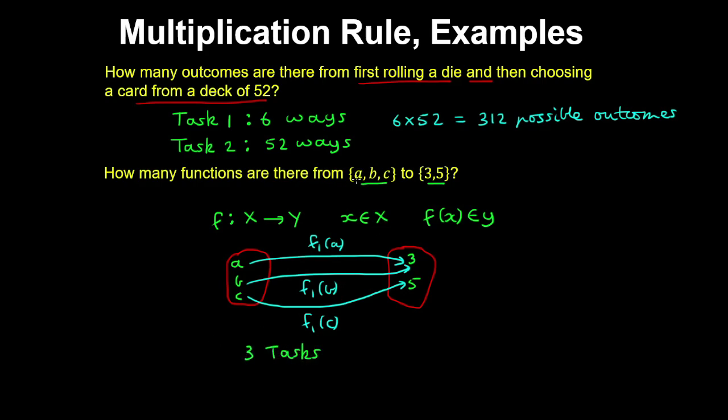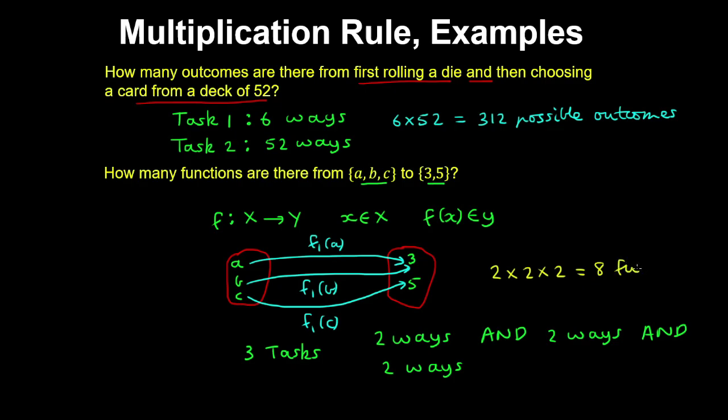So task 1 assigns a value to element A, which can be done in 2 distinct ways, as we can see. And then we have AND. Task 2 can assign a value to element B, also in 2 distinct ways. And task 3 can do the same for element C. So by the multiplication rule, we have 2 by 2 by 2, which gives 8 functions.